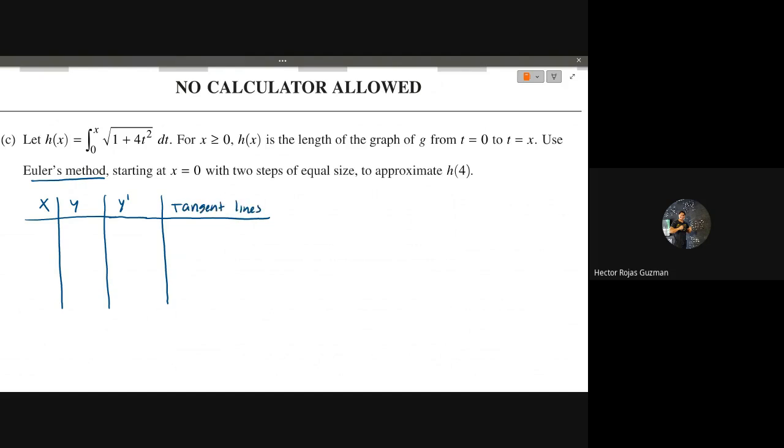So Euler's method is using a bunch of tangent lines. And what do we need for tangent lines? We need a point. And we need a slope. Because with that, we're going to be able to make tangent lines. Now, we're starting at x equals 0.